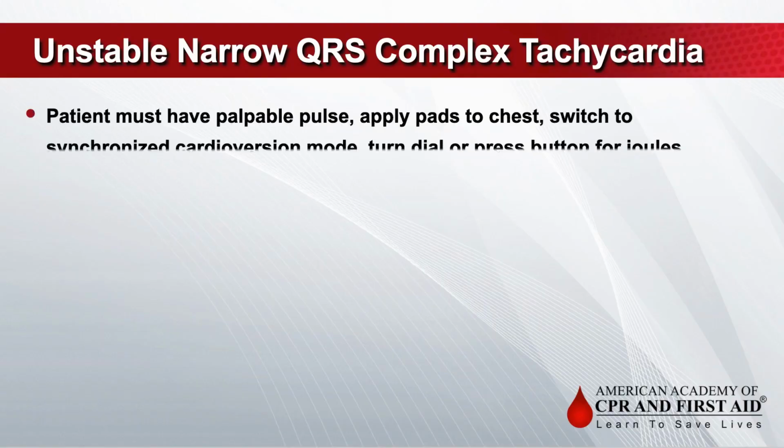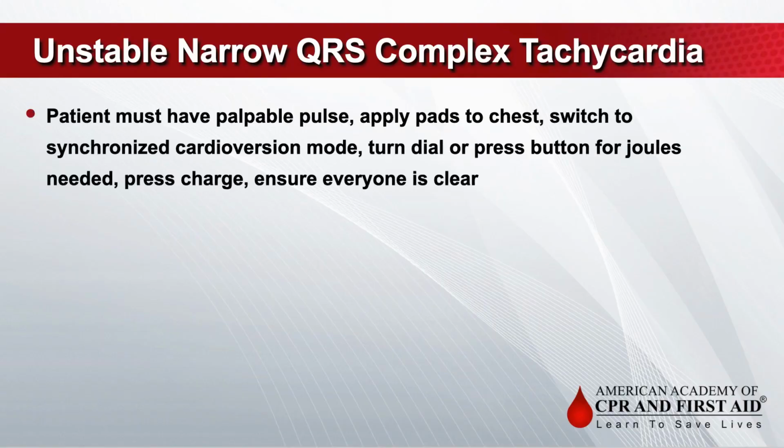The patient must have a palpable pulse. Be sure to select the synchronized cardioversion option. Apply the pads to the patient's chest. Switch to synchronized cardioversion mode. Turn the dial or press the button to reach the desired joules.